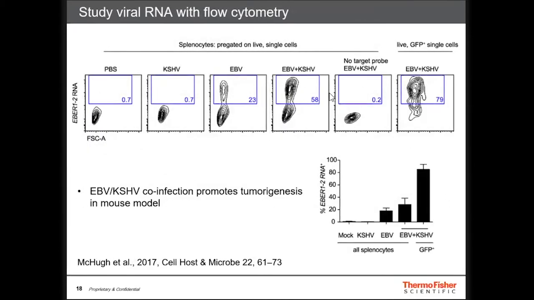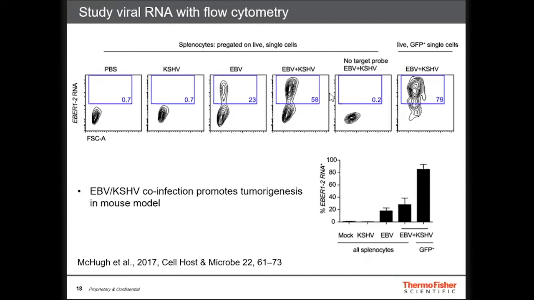And then one additional example I'll show here, highlighting the viral applications for PrimeFlow. In this case, these researchers were studying a co-infection model between Epstein-Barr virus and Kaposi sarcoma virus. They knew co-infection with both of these viruses was promoting tumorigenesis, and they wanted to see if co-infection was actually increasing some of these Epstein-Barr associated RNAs that were involved in cell lysis. And so they had tagged their KSHV virus with GFP so they could pull that out.